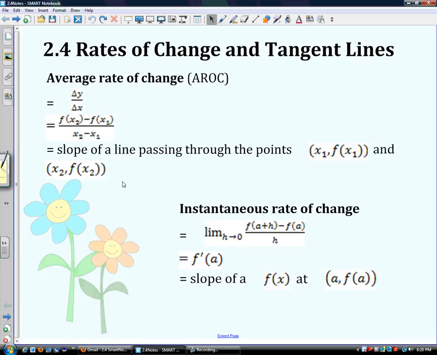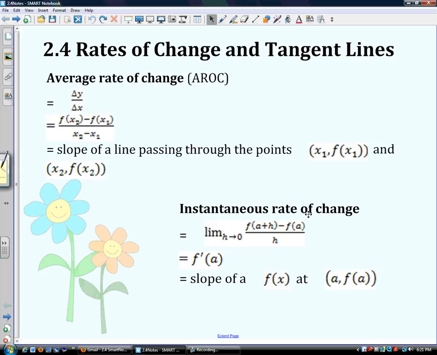First of all, we have already had our two formulas for average rate of change and instantaneous rate of change. We're going to come back to those and talk about them a little bit during the rest of the section. So average rate of change is, of course, our change in y over change in x. Our change in y would be our y2 minus y1, or in other words, f of x2 minus f of x1, divided by x2 minus x1, which is also the slope of the line passing through the points x1, f of x1, and x2, f of x2.